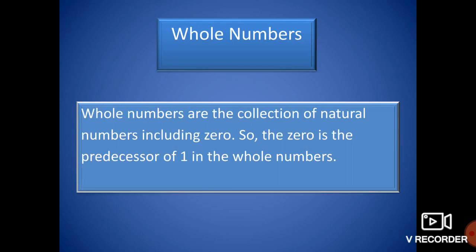So the natural numbers along with 0 form the collection of whole numbers. So whole numbers are the collection of natural numbers including 0. So 0 is the predecessor of 1 in the whole numbers.